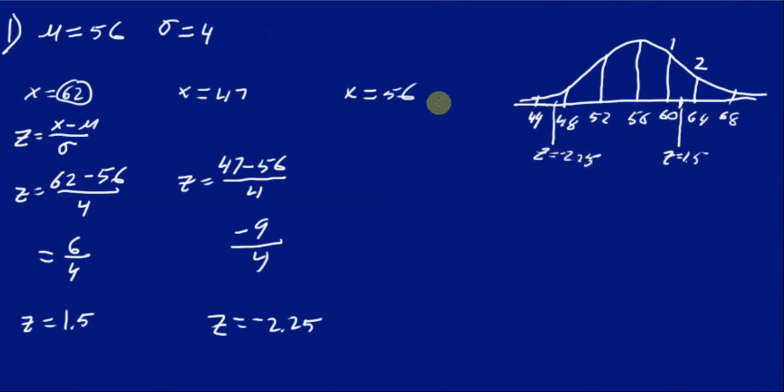So that's how this normal distribution works. And by the way, we're doing this right after probability because this will lead into probability using a normal distribution.